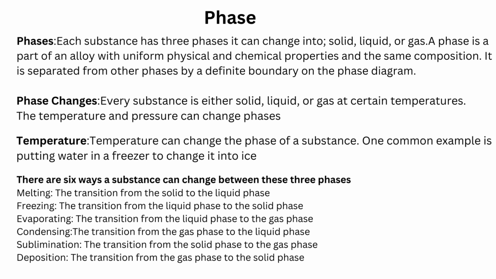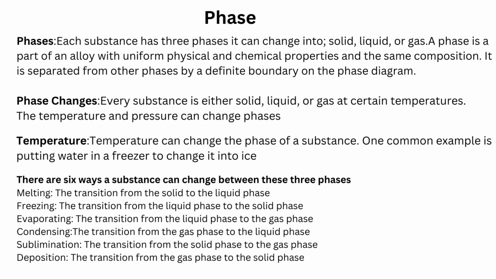There are 6 phase changes a substance can undergo between these 3 phases: melting, freezing, evaporating, condensing, sublimation, and deposition. Melting is the transition from solid to the liquid phase. Freezing is the transition from the liquid phase to the solid phase. Evaporating is the transition from the liquid phase to the gas phase. Condensing, the transition from the gas phase to the liquid phase. Sublimation, the transition from the solid phase to the gas phase. And deposition, the transition from the gas phase to the solid phase.